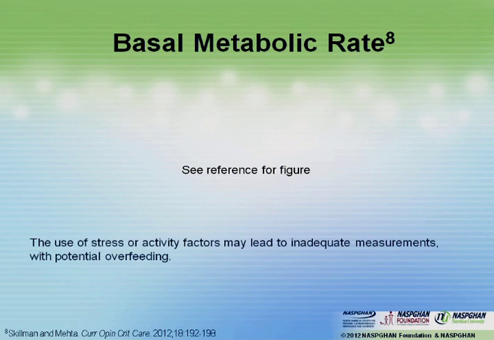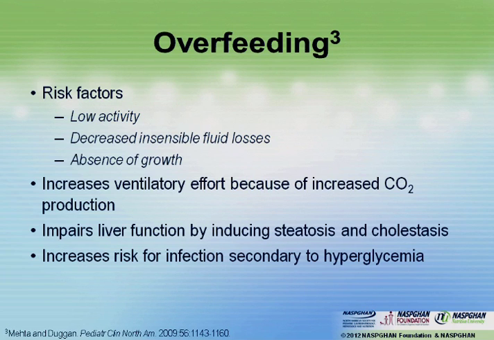So these are some equations that you can use to determine the basal metabolic rate. The only issue with this is these are normal, healthy children. These are not the children that you're seeing in the intensive care unit. And so what typically people do is they add stress or activity factors, but unfortunately it may lead to inadequate measurements with potential overfeeding. So who's at risk for overfeeding?